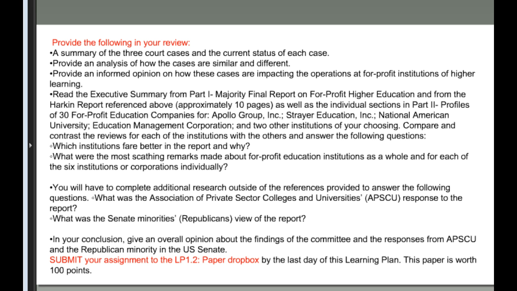So basically what you're going to do is summarize the 3 court cases, and I'm going to talk about those in a minute. Provide an analysis of how the cases are similar or different. Inform your opinion of how the cases are impacting the operations at for-profit institutions of higher learning.